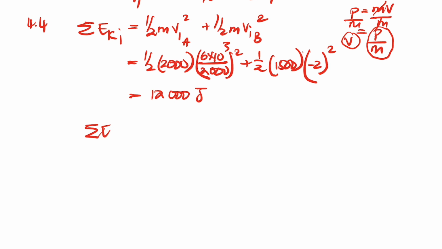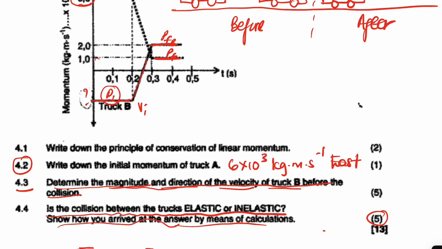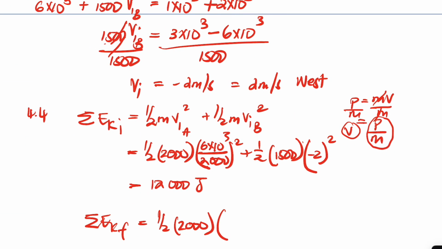That's the total kinetic energy before. Let's do the total kinetic energy after. It's going to be half the mass. It's 2000 for A. And then the velocity after, and we do not have it for A. We're going to use the same thing. We're going to use the final momentum, which is 1. The final momentum is 1, so it's going to be momentum over mass, which is 1 times 10 to the power 3. The mass is 2000, and then we square.